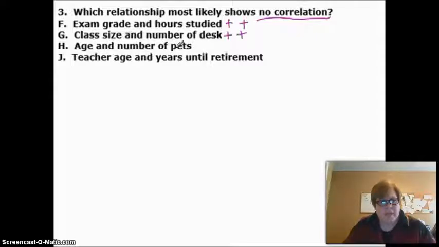All right, age and number of pets. I really don't think there's anything going on there. As I get older, the number of pets I've had has changed. I don't know. How about you?